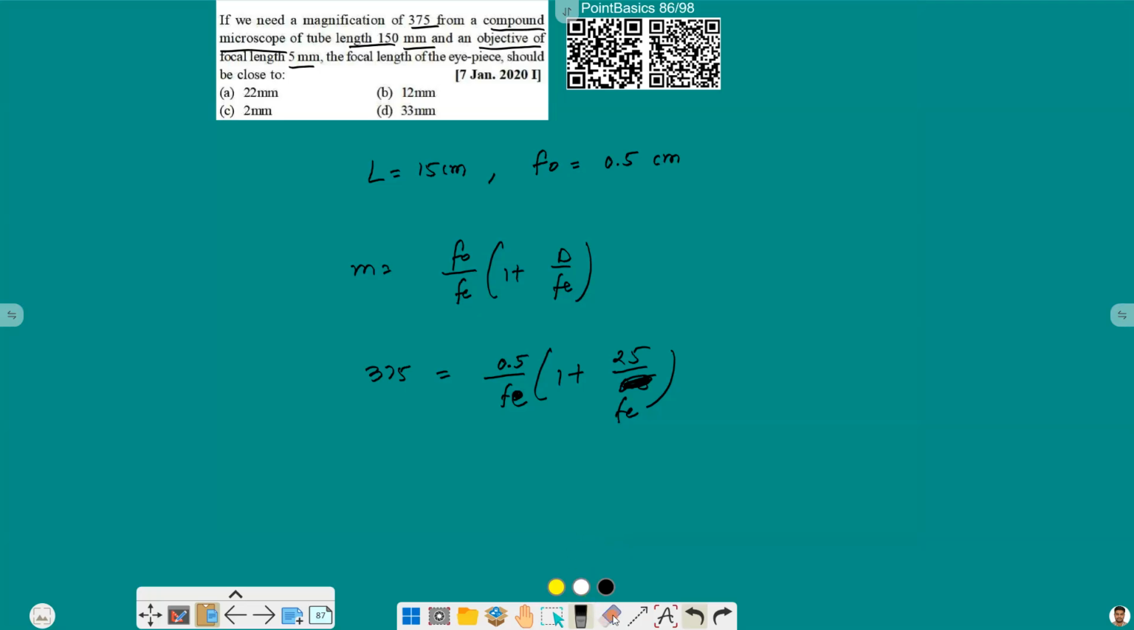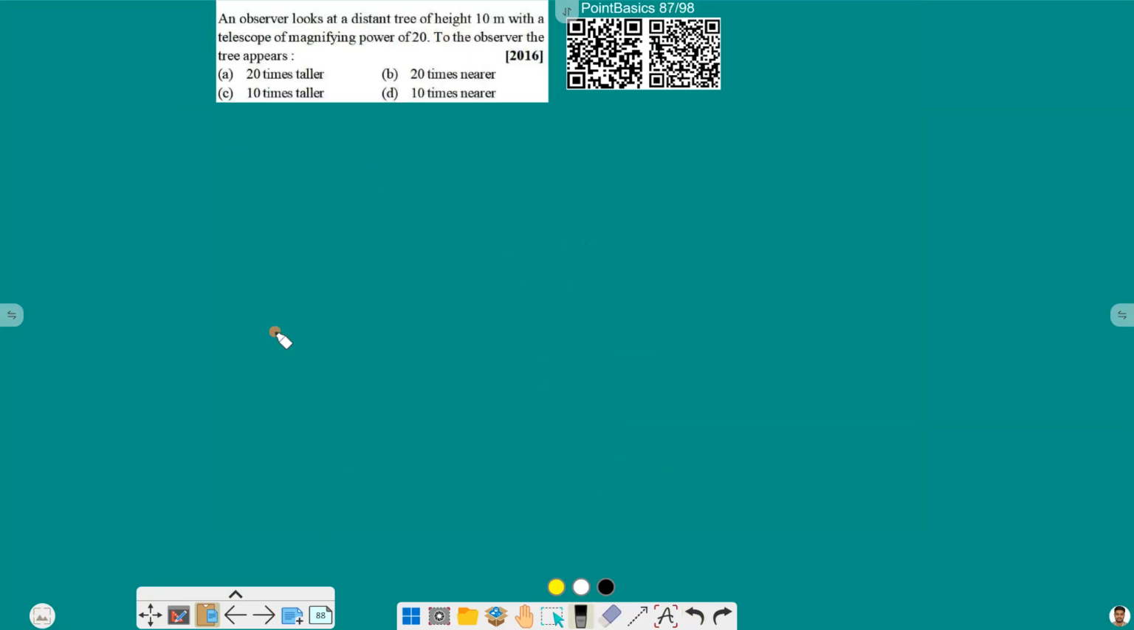Oh, sorry, I made a mistake, it was L by f of O. So here we have L by f of O, where length is 15 and f of O is 0.5. That's the correct expression. Now, when we solve this, we will get f of E equal to 21.7 millimeter, and that will be nearer to about 22 millimeter. So option A.